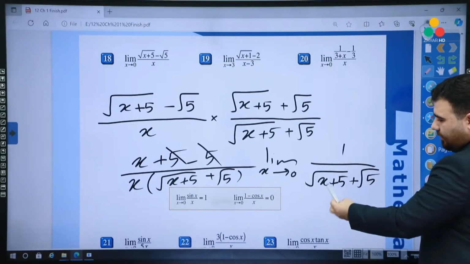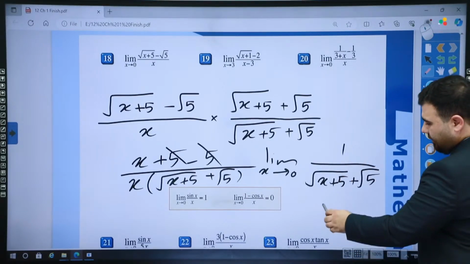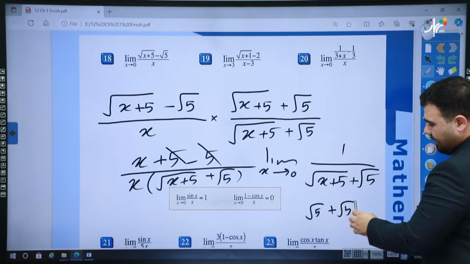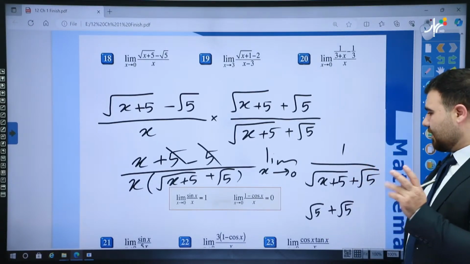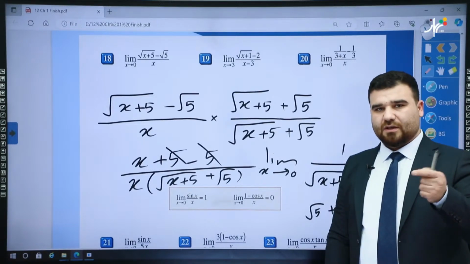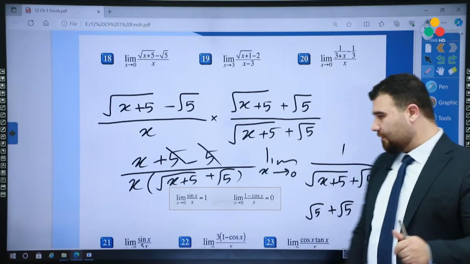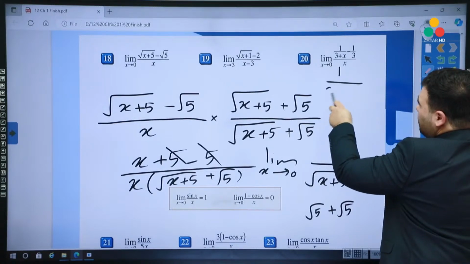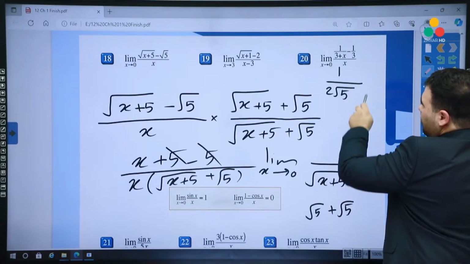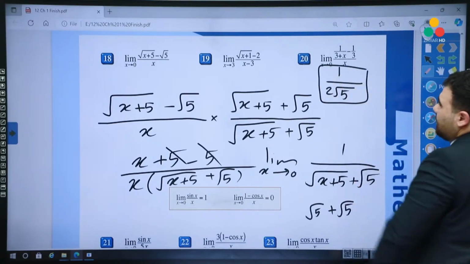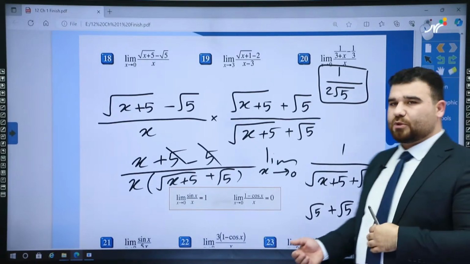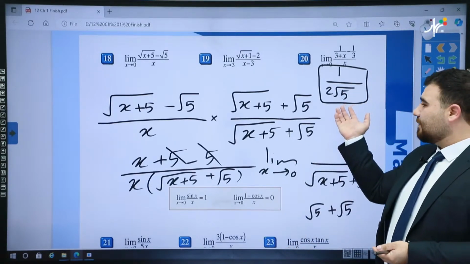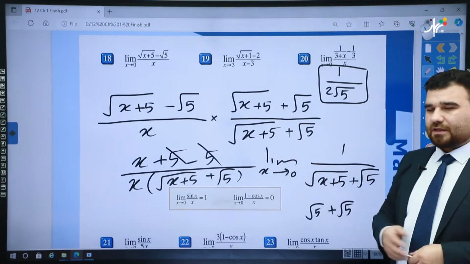Now if I put 0 here, it will be square root 5 plus square root 5. That's 2 square root 5. Then the final answer is 1 over 2 square root 5. So the final answer of this is 1 over 2 square root 5. This is the given. If the answers in the multiple choice are given in decimals, you can use a calculator, make this a decimal, then choose the correct answer.